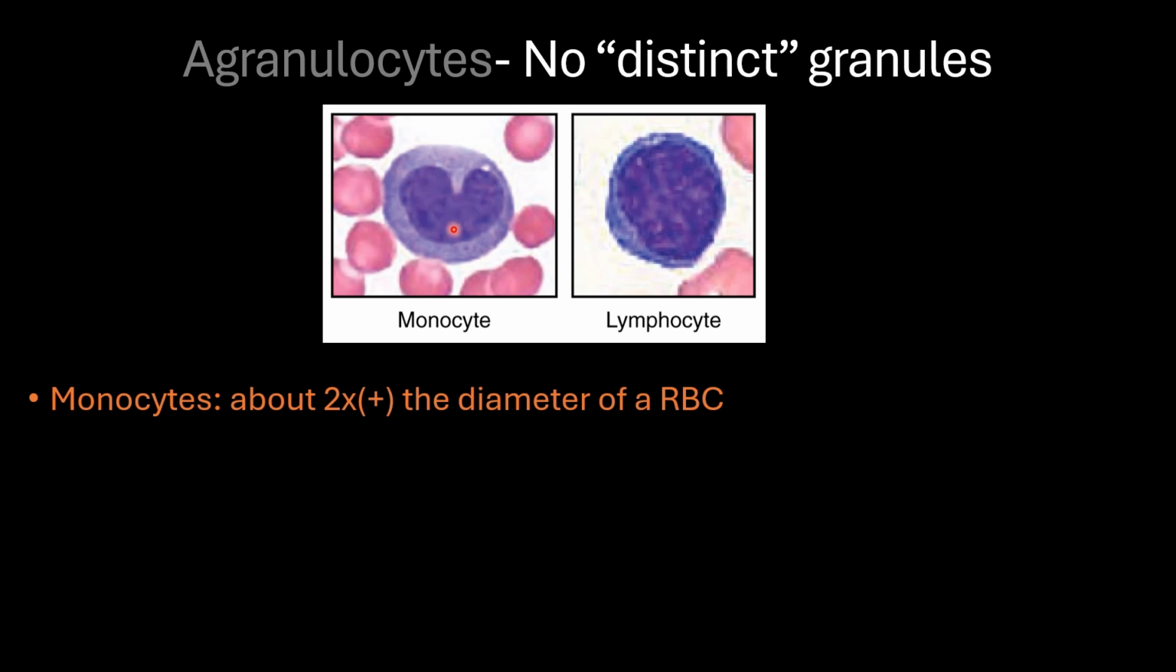Monocytes tend to have this horseshoe-shaped nucleus, but do note that neutrophils, if they're undeveloped or underdeveloped, can kind of have this shape as well. So we have to really rely on size oftentimes.